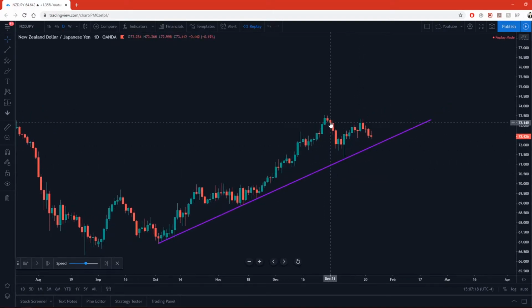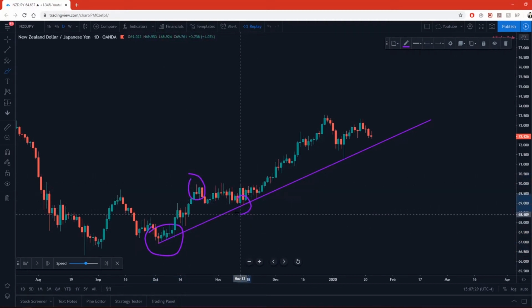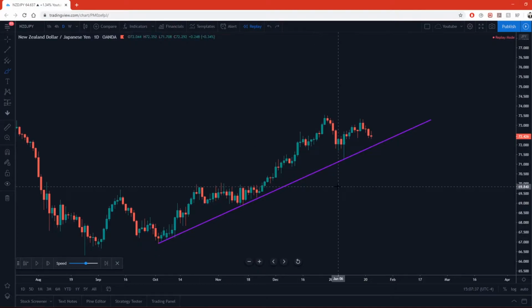What I look for is for a high to be formed. Every one of these is a low. This right here is considered a low. This is a high. This is a low. This is a high. This is a low. This is a high. So it keeps going on like that. And basically, I'm looking for it to start to reverse.